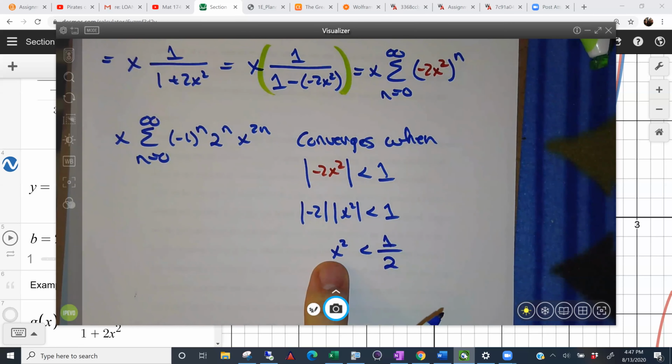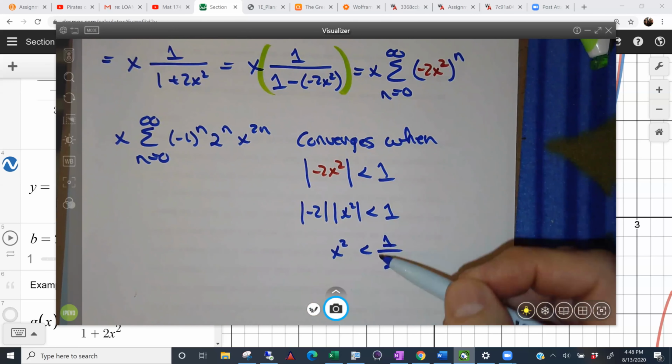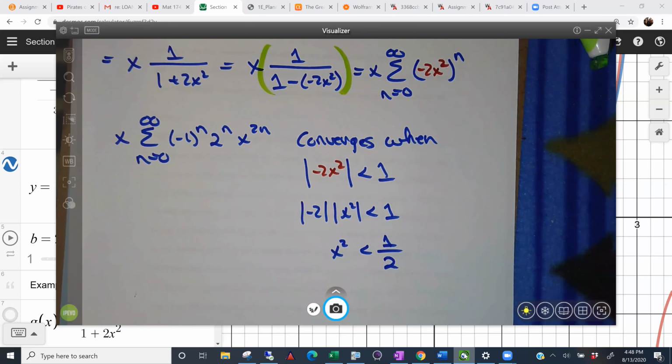You might be wondering why I lost the absolute value. Well, because x squared is positive, and I don't need the absolute value around that. And even though it's not exactly the right thing to do, I am going to take the square root on both sides. Actually, you know what? Let's do this.